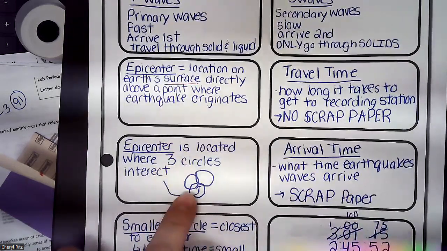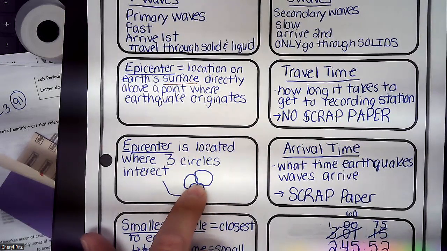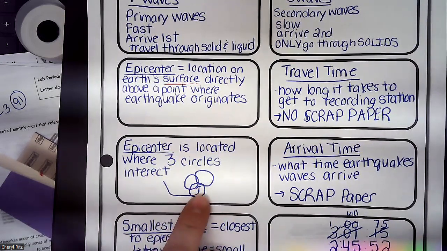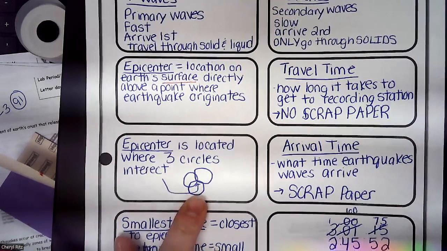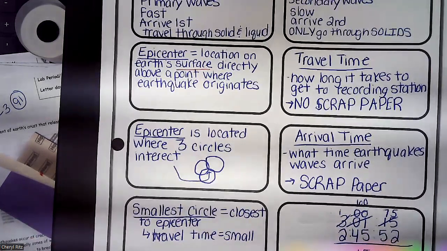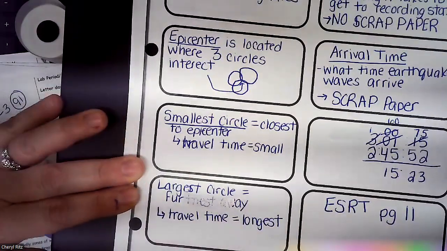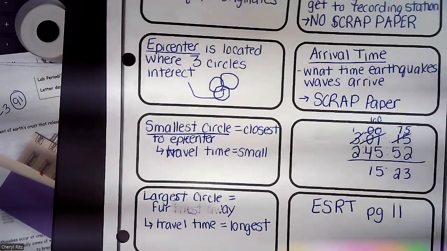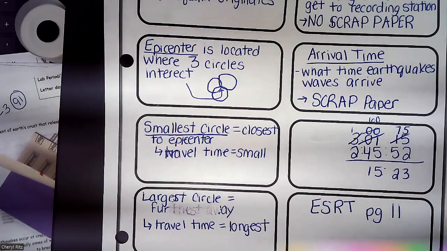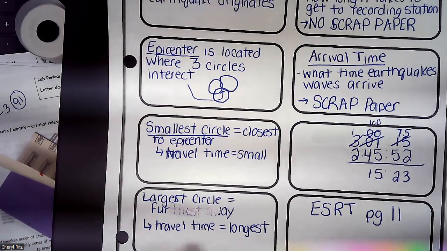We did this part yesterday where 3 circles intersect. That's where the epicenter is. Please excuse my crummy circle drawing here. I just wanted to get my point across. It's where all 3 touch that the epicenter is. Same thing yesterday, we talked about smallest and largest circles. If it's smallest, it means it's closest to the epicenter, and the largest circle is the one that's furthest away from the epicenter. So you can just look at the size of the circles and know how close you are to the epicenter.